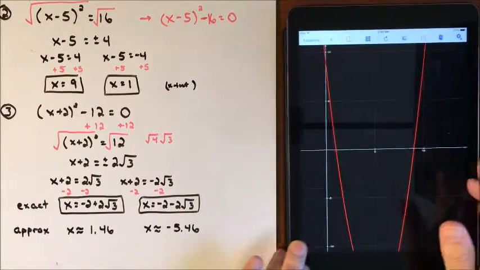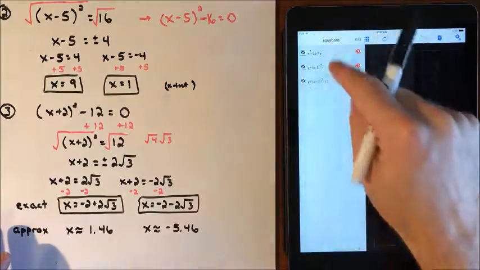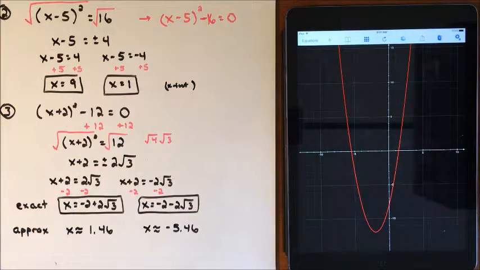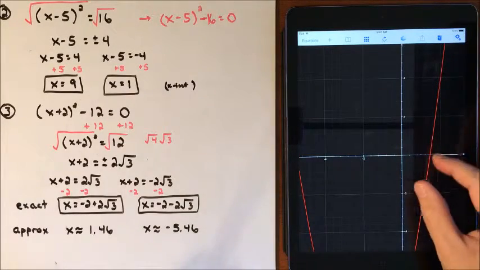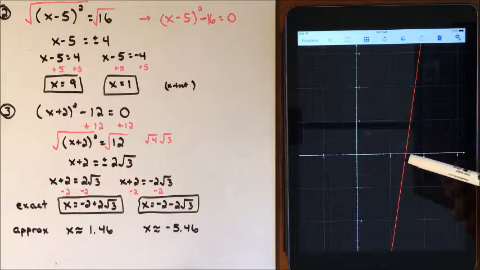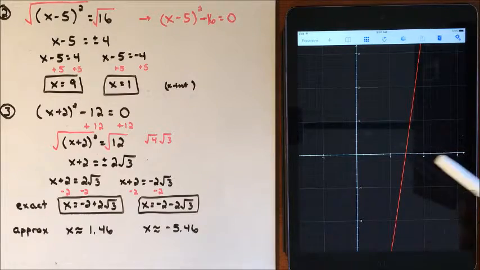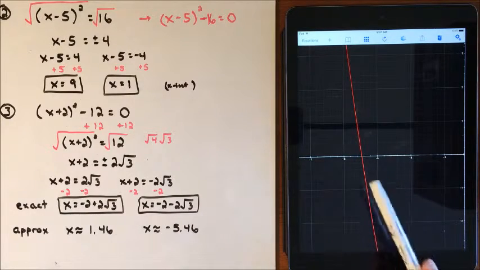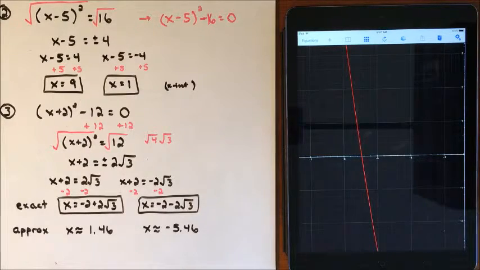So let's turn that equation on. Okay, so let's get an idea that we're looking for about 1.5 and about negative 5.5. So if I zoom in on this a little bit, here's our first x-intercept between 1 and 2, and it's a little bit shy of a halfway spot, so that looks good. And then if I move over to the other one, I should get an x-intercept just in between negative 5 and negative 6, about halfway, which mimics that one perfectly.